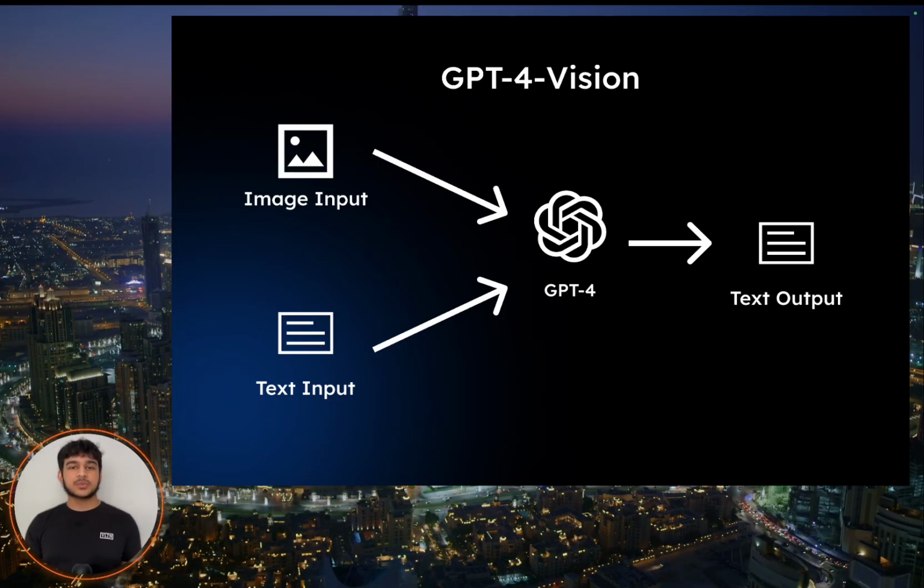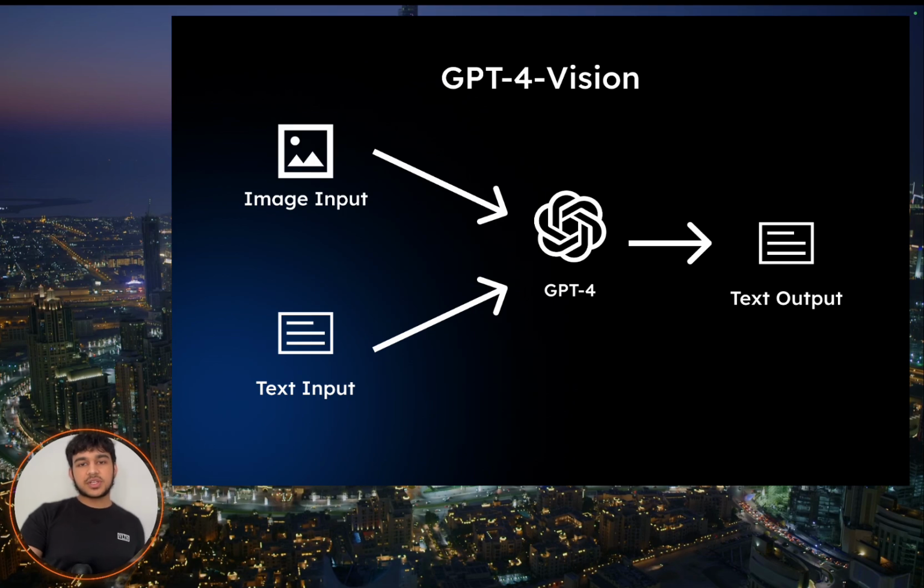So as you can see here, we've got GPT-4 Vision. Basically, it's a model that can see and also understand text. So we get an image input and a text input. We put that into GPT-4 Vision and we get a text output. It's pretty simple. This is probably the closest we've gone to GPT-4o before.